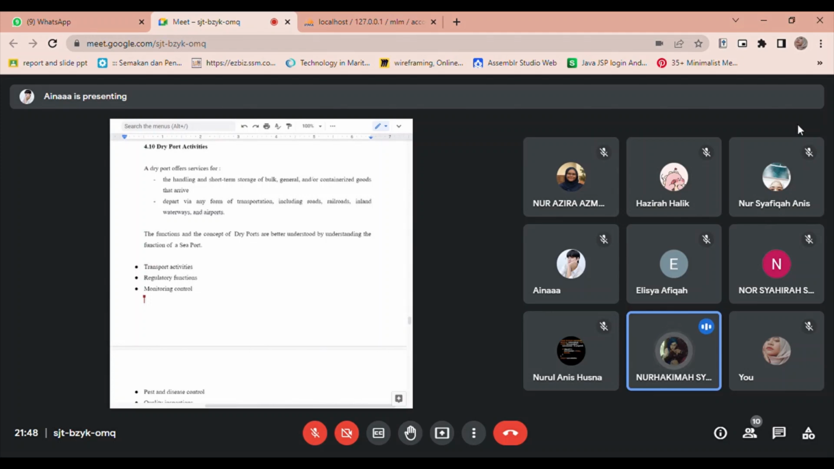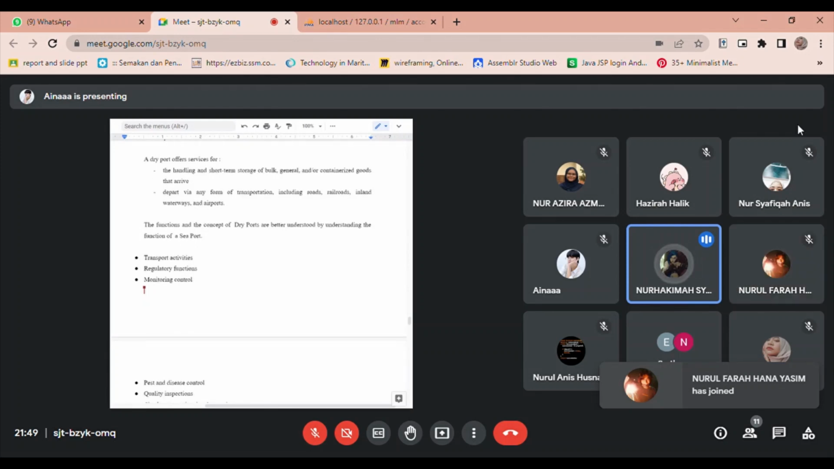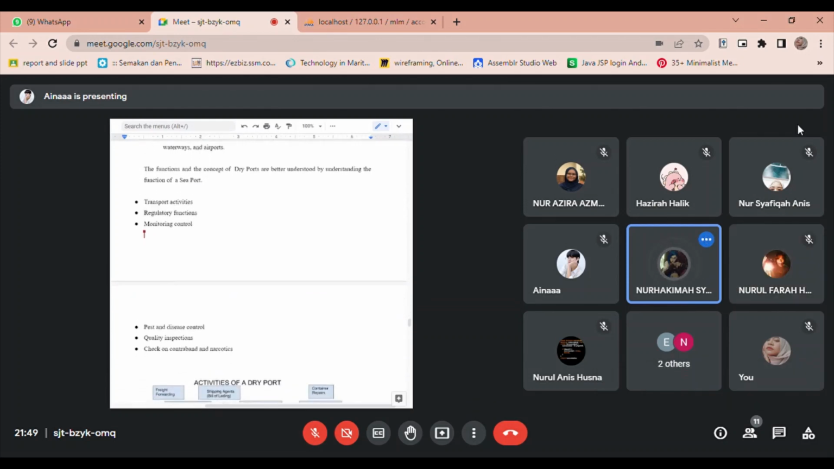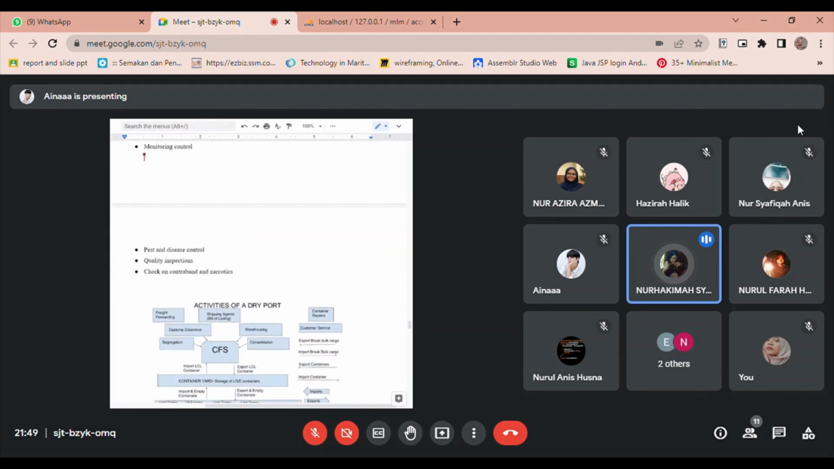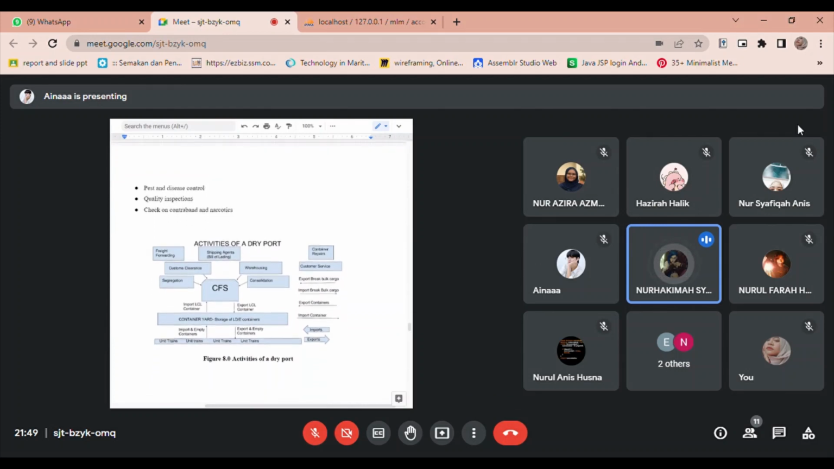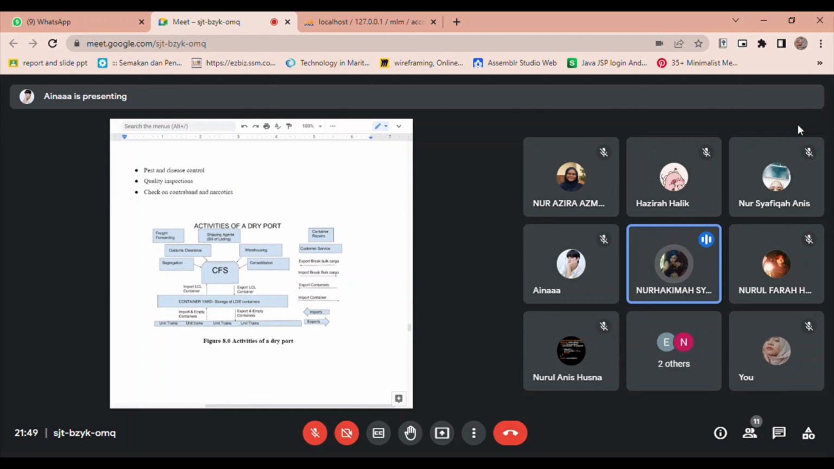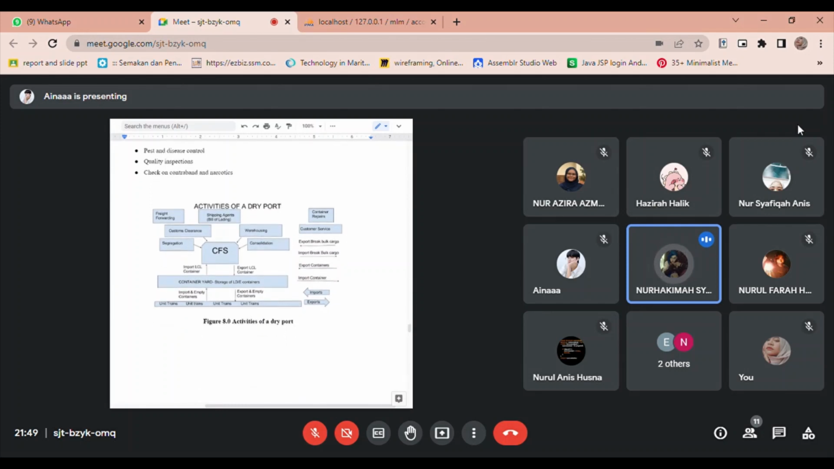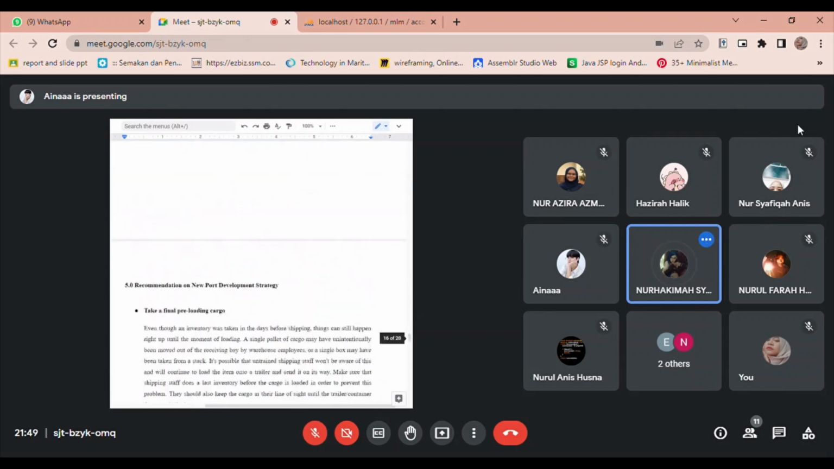The function and the concept of a dry port are better understood by understanding the function of a seaport, because the dry port is the same as the seaport. For example, transport activity, regulating function, monitoring control, pest and disease control, quality inspection, and checks on contraband and narcotics. Here is the diagram of the dry port activities, so we can better understand.